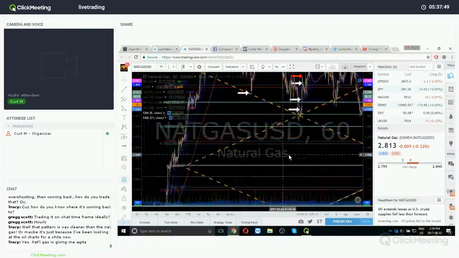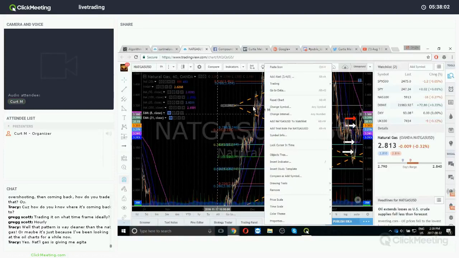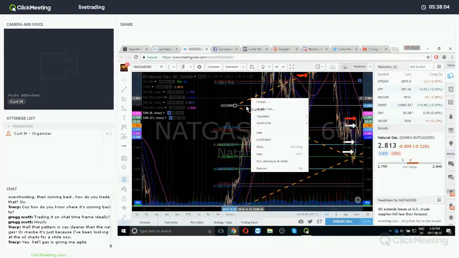So let's just work it back a little bit here and take a look. This is actually pretty good. Sure, it's overextending every time, but if you understand that it's doing that, if that's the nature of what you're trading, that's no big deal, because you're just exiting anyway at your orange diagonals.